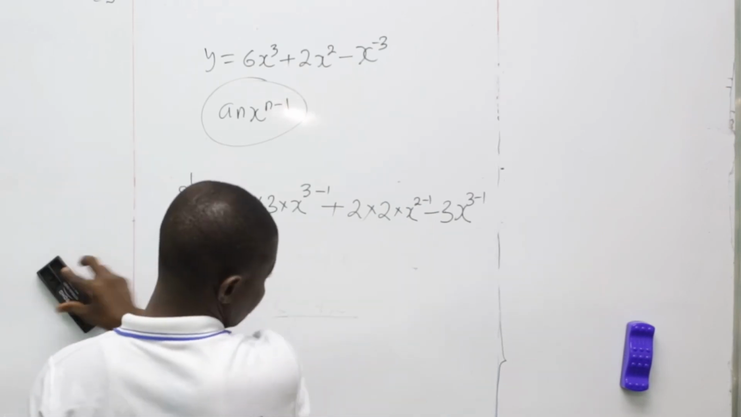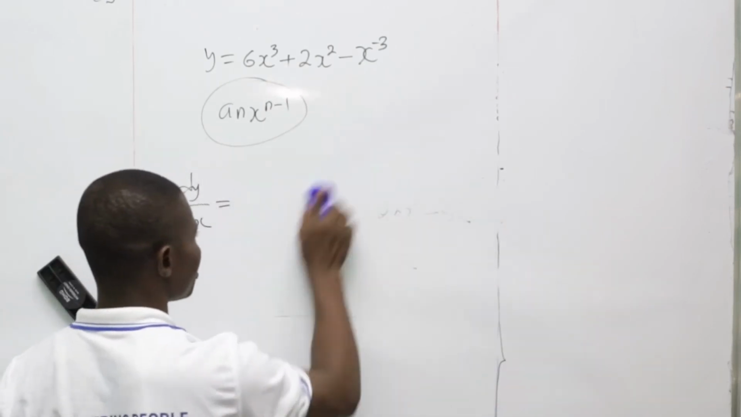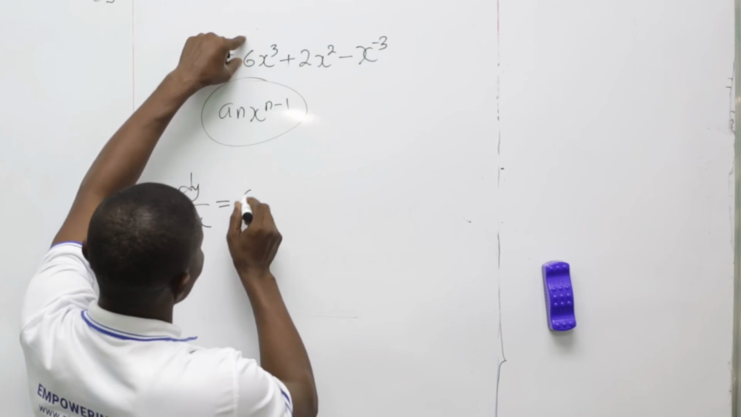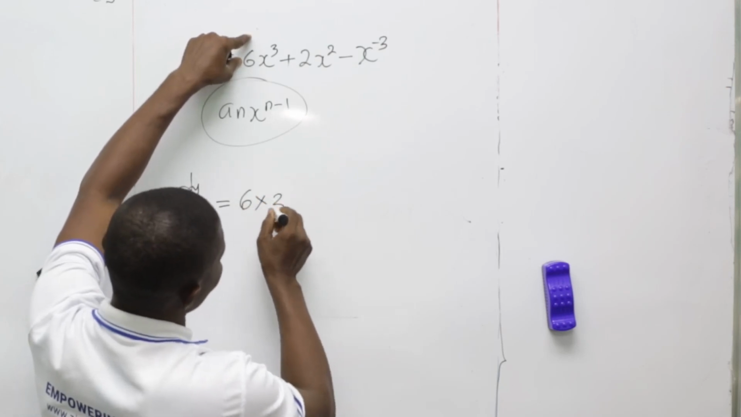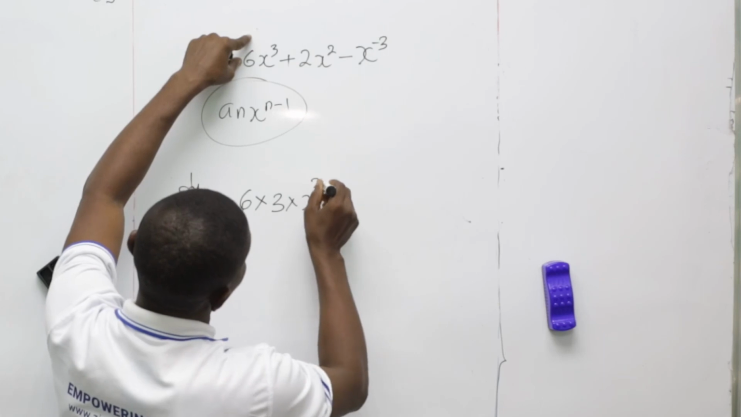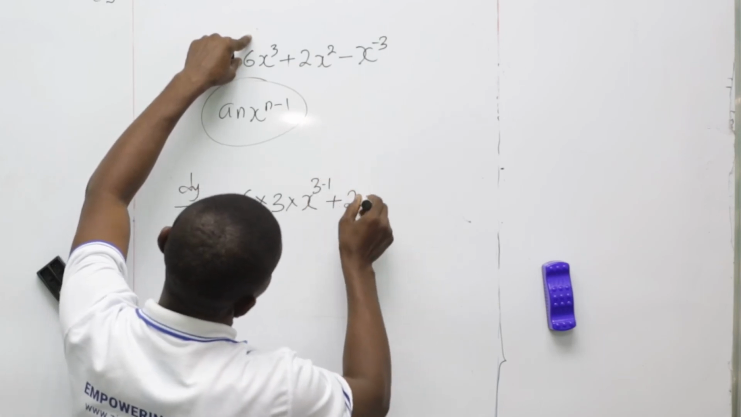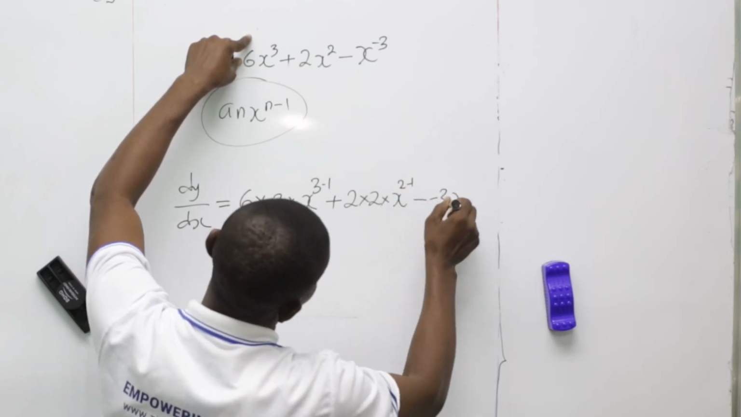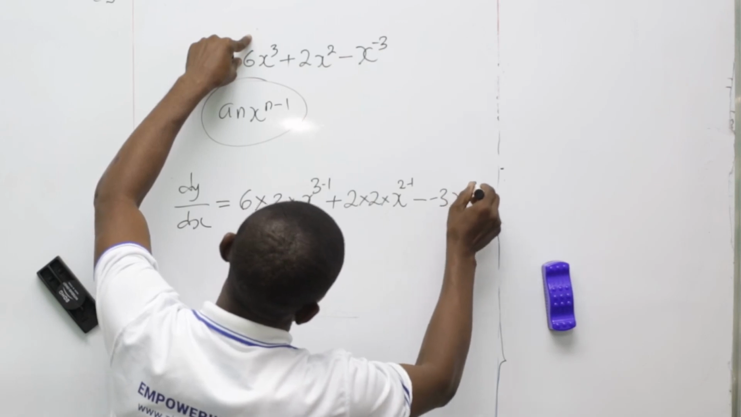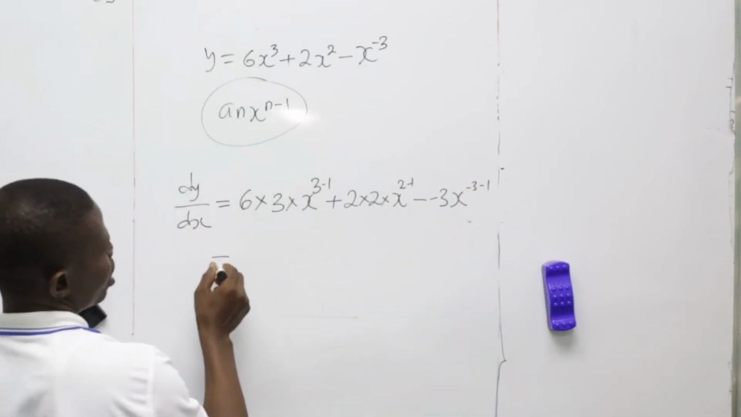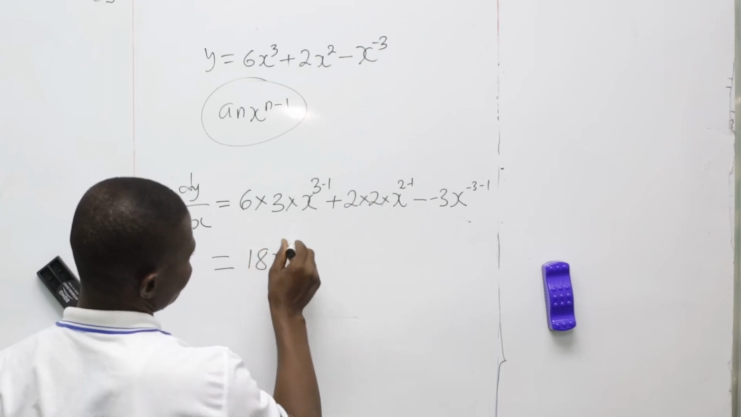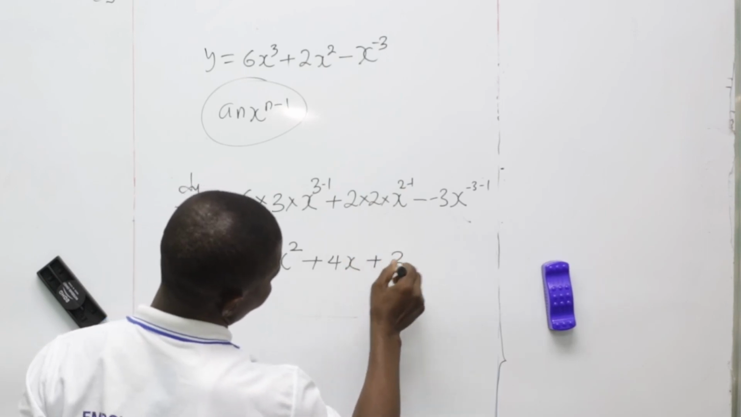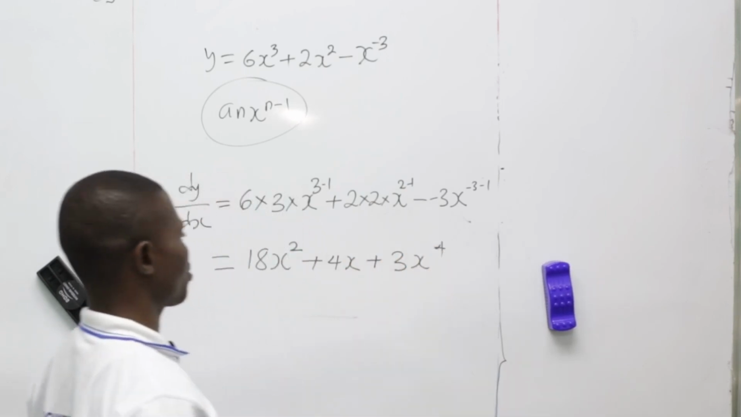Now let us solve it with the minus sign and see what it will result to. This still maintains 6 multiplied by n, which is 3, multiplied by s minus 1, plus 2 times s power 2 minus 2 minus 3, s minus 3 minus 1. This will now give us 18s squared plus 4x plus 3s raised to the power 4.